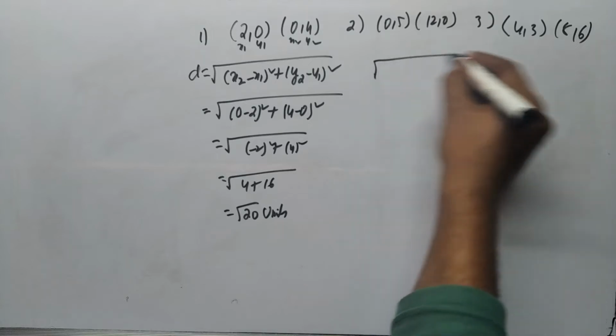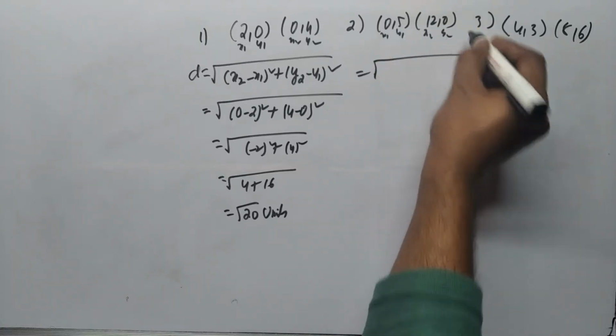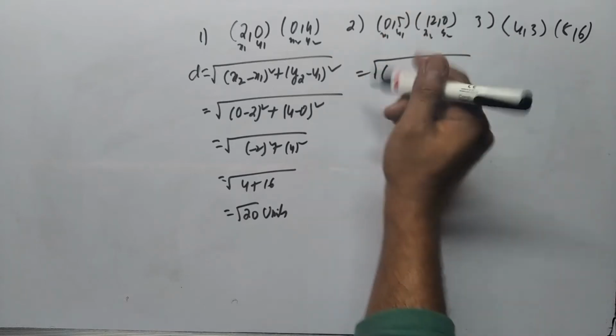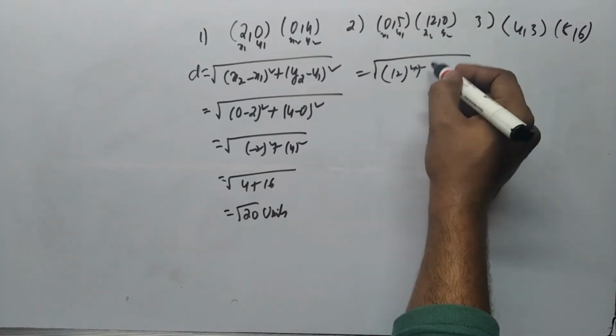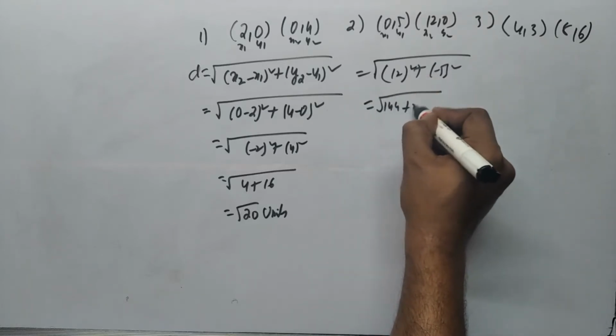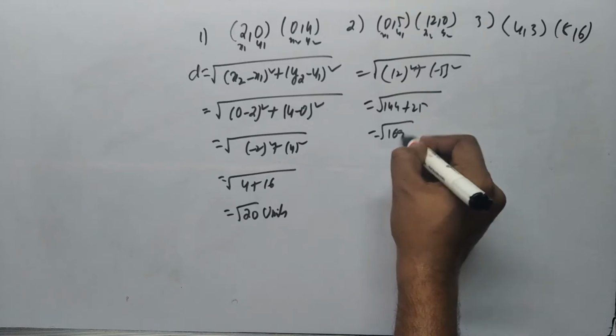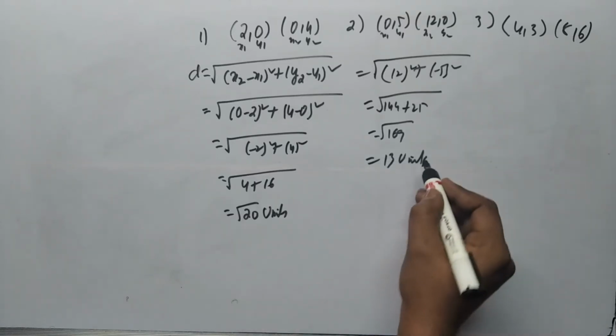Second question. We are using the same formula. This is x1, this is y1, this is x2, this is y2. So the formula is x2 minus x1: 12 minus 0 is 12. Next, 0 minus 5 will be minus 5. So 12 square is 144, and this is 25. If you add, we get 169, and the root of 169 is 13. So the answer is 13 units.